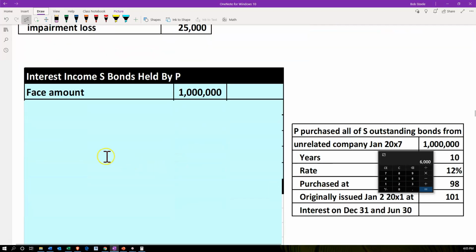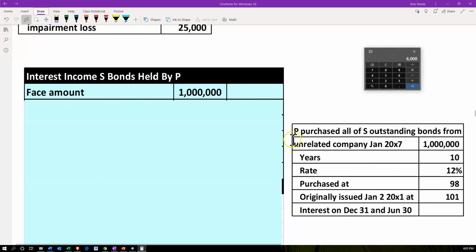Next, we want to think about the interest income on S bonds held by P. So we're going to be calculating the interest income. This will help us to consider the elimination entries as well as just basically understand the interest calculations that are going to be taking place. So we're going to say, all right, interest income, S bonds held by P. So once again, P purchased all of S's outstanding bonds from an unrelated company on January 1, 2000 X7. So S issued them to someone other than P, but then P bought them all from other people. And so now they have them, but they purchased all of them. So now we want to consider the interest income. So that means all of the interest is going to be intercompany.